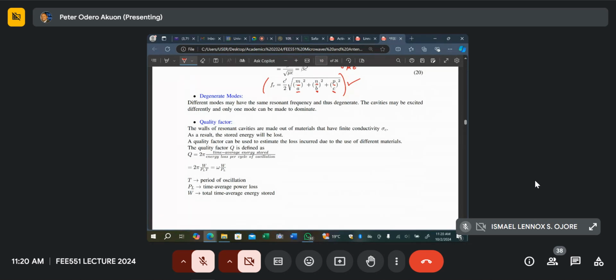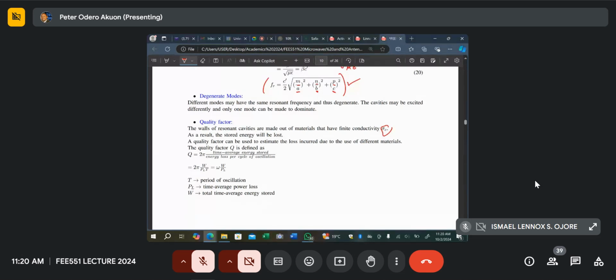So what is important for us is to determine the quality factor inside that cavity, or probably there's a certain amount of energy that you need to attenuate or retain within the cavity. So what do you do? You can look at the quality factor in different ways. Remember, the walls of the resonant cavity are made out of materials which could have finite conductivity. If they have finite conductivity, that conduction will lead to a loss within the cavity.